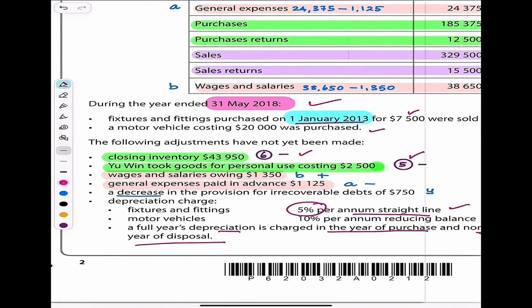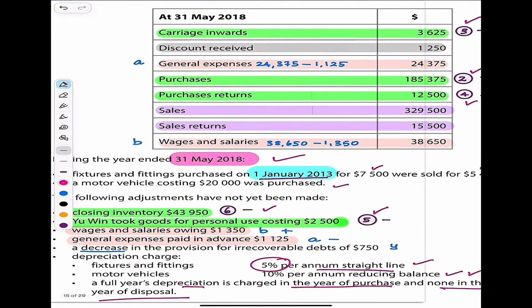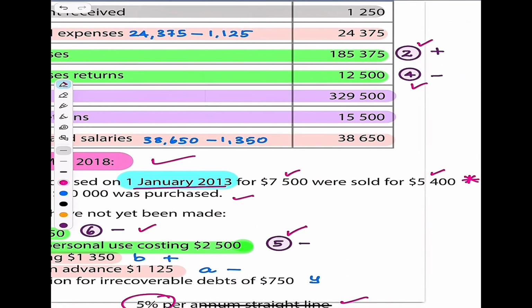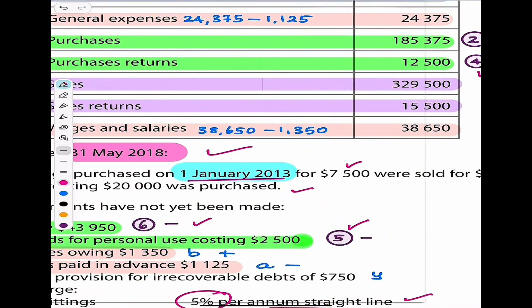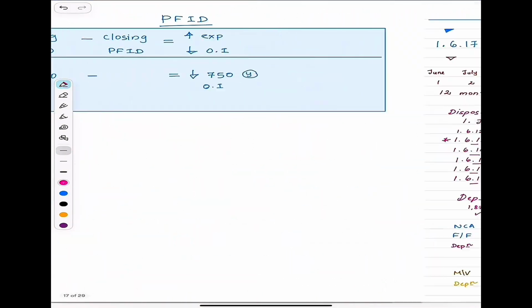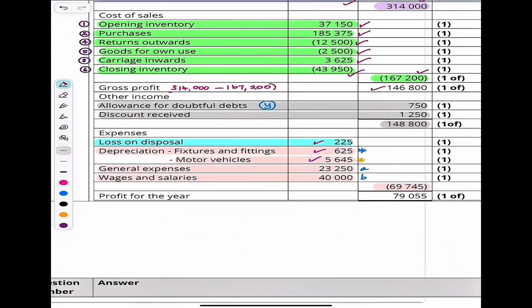Wages and salaries owing. Remember, if anything is owing at the end of the year, whether it's an expense or income, you add it. And anything which is paid in advance or prepaid, you deduct it. So wages and salaries owing 1,350. As you can see here, you have 38,650. And then you owe 1,350, which needs to be added. Therefore, the addition of these two for wages and salaries should be 40,000.